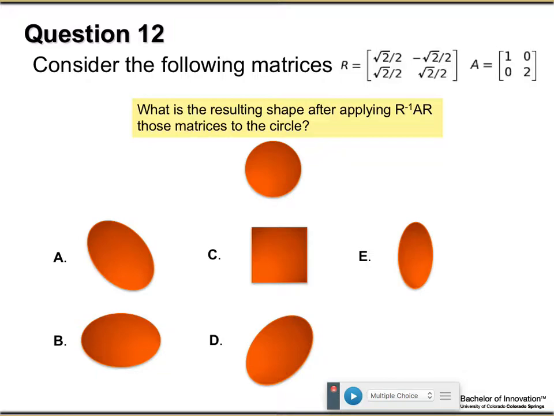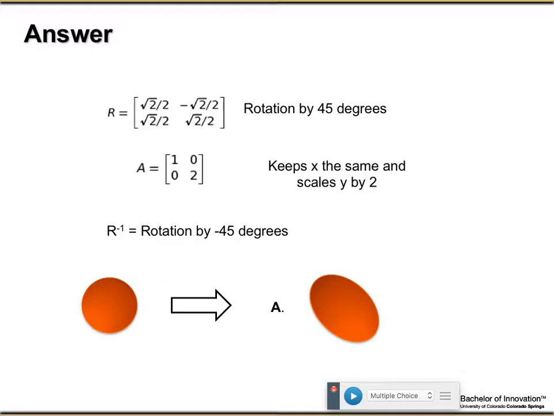Last week I got this one wrong because when I typed it, I forgot to put the R inverse. I just had AR. So if I did AR, what would the answer be? E. It would just be stretched because we have rotated a circle, which does nothing. So the correct answer was A.